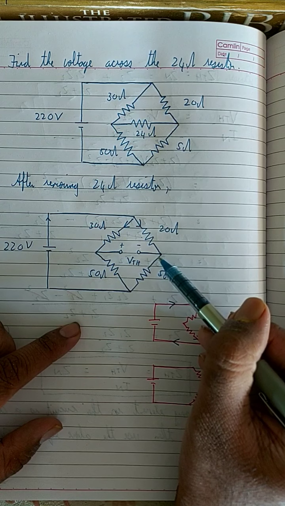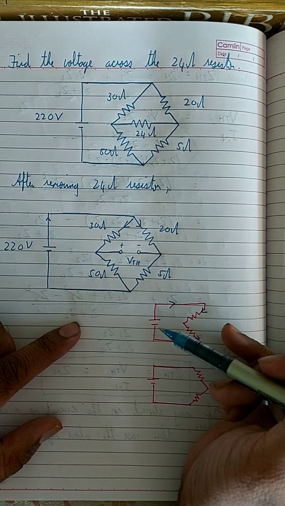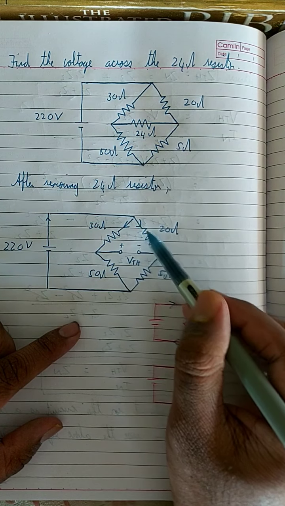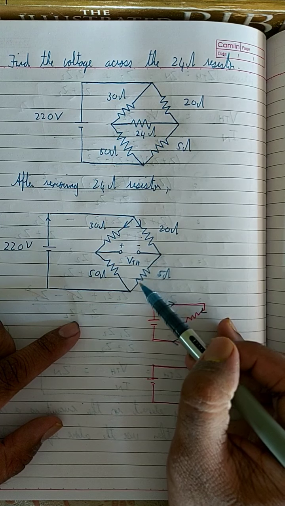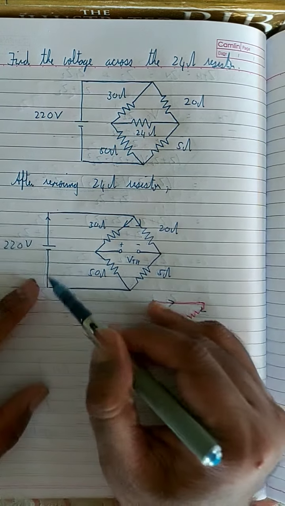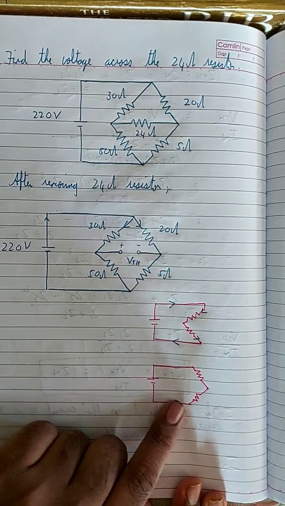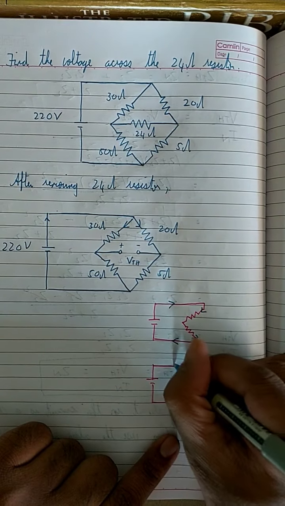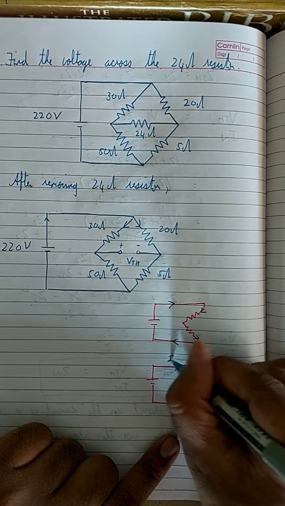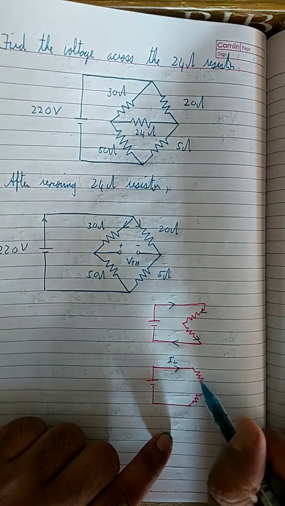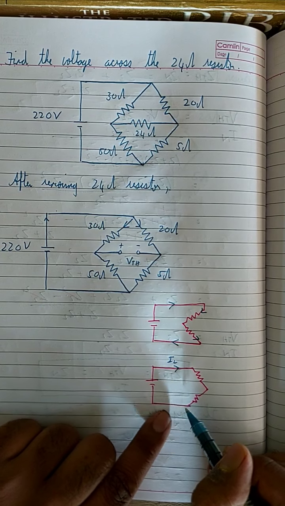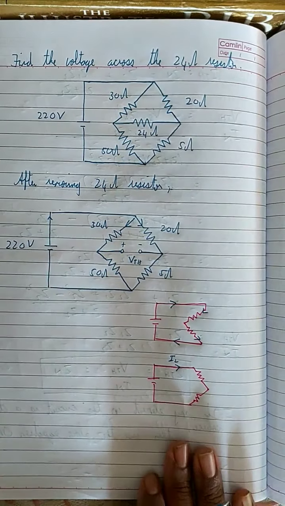Therefore, all of I2 will flow through the 5 ohm, right? Which means the current I2 flows through the 20 ohm, then it flows to the 5 ohm, then it goes back into the negative terminal of the battery. What I'm talking about is this circuit. Current I2 flows through the 20 ohm, then it flows into the 5 ohm, then it goes back into the negative terminal of the battery.